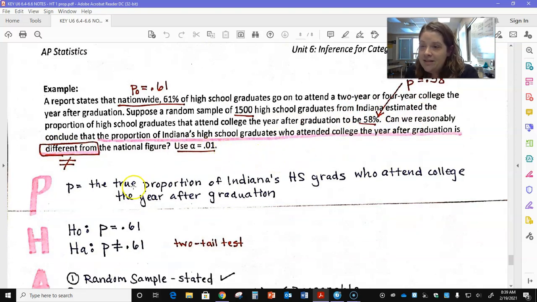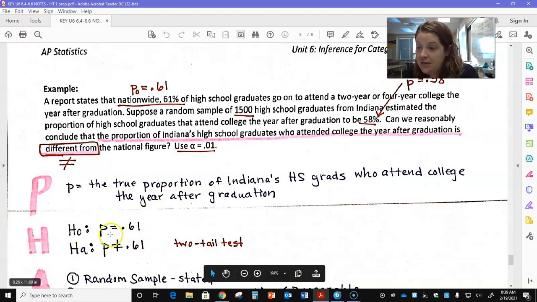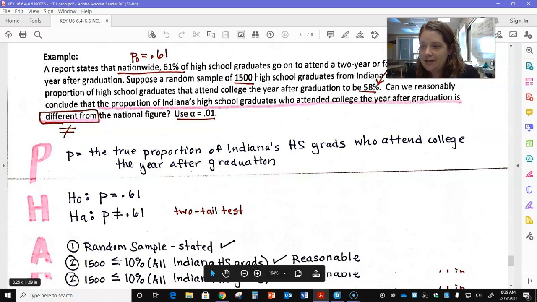So what is different than? The true proportion of Indiana's high school graduates who attend college the year after graduation, or who would attend college, or who will attend college. We want to make sure we're putting that in the future tense or present tense there. Okay, so I'm going to write this two-tail test P. I'm going to use that population parameter, not the sample statistic. Be careful with this. P is going to be equal to 0.61 or not equal to 0.61 in that two-tailed test.